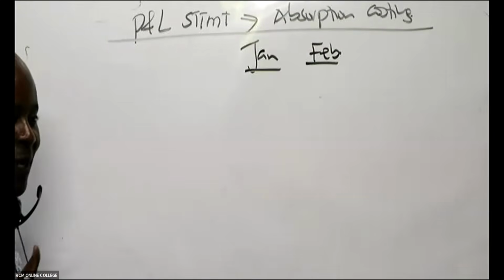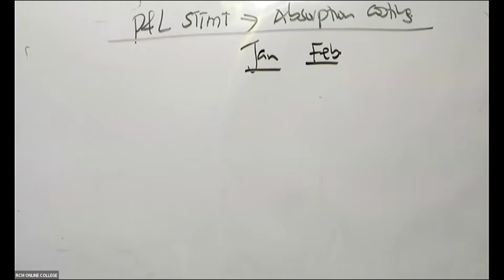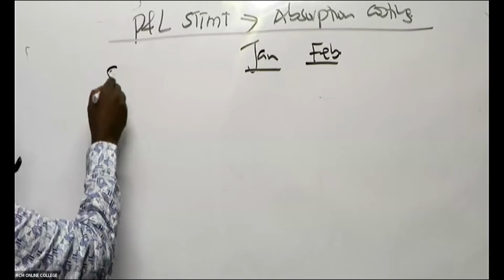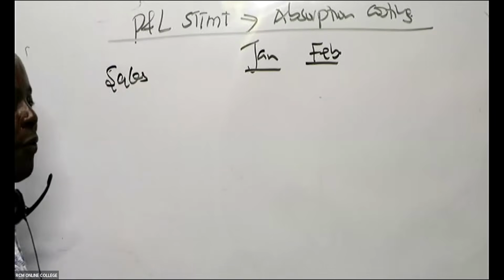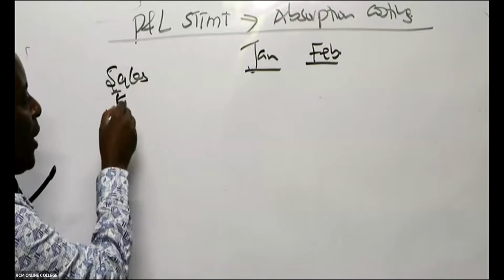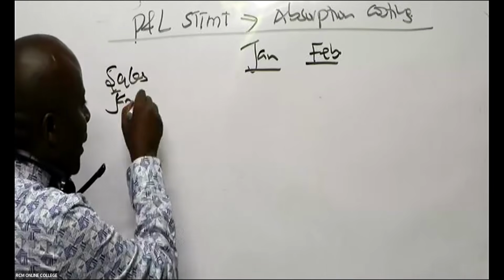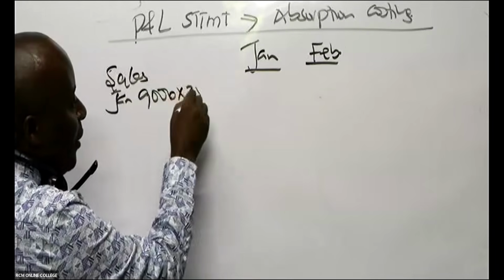But even if they give me 10 months, it doesn't matter, right? I'll be able to handle this. So we start with sales. Do we know the number of units that were sold in the month of January? So 9,000, isn't it? And the selling price was 35.